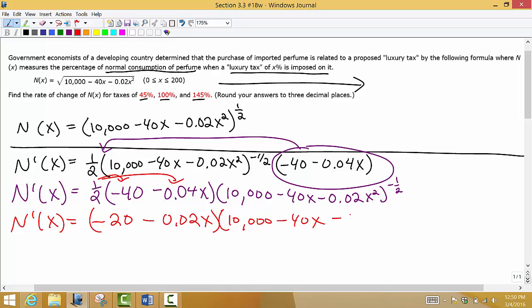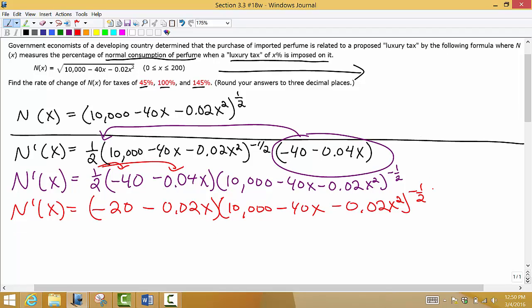Alright, now I'm just going to choose to do that. You don't have to simplify if you don't want to, but I'm going to choose to simplify a little bit to just make the numbers a little bit easier to plug into the calculator. So I'm going to do one of these for you. I'm going to put in 45. So I'm going to put 45 into the derivative everywhere that I have an x.